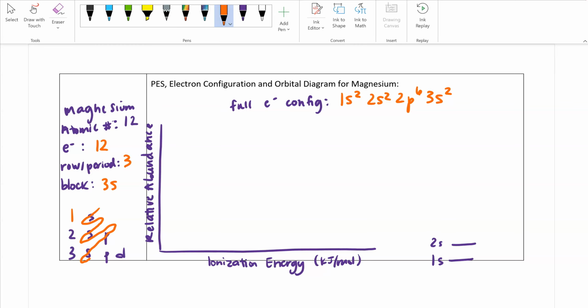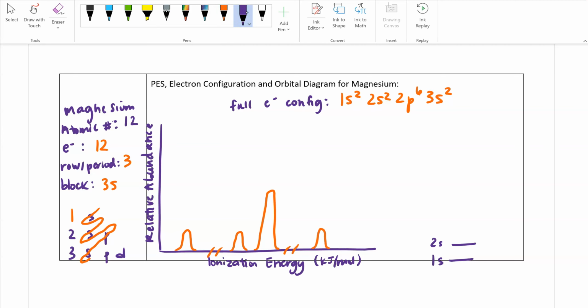So in my photoelectron spectrum, I'm going to have 2 breaks. So I'm going to have my first energy level in the first break, my second energy level in the second break, and my third energy level in the third break. So 1s2, here we go, 2s2, 2p6, and then 3s2. That would be what its photoelectron spectrum would look like.